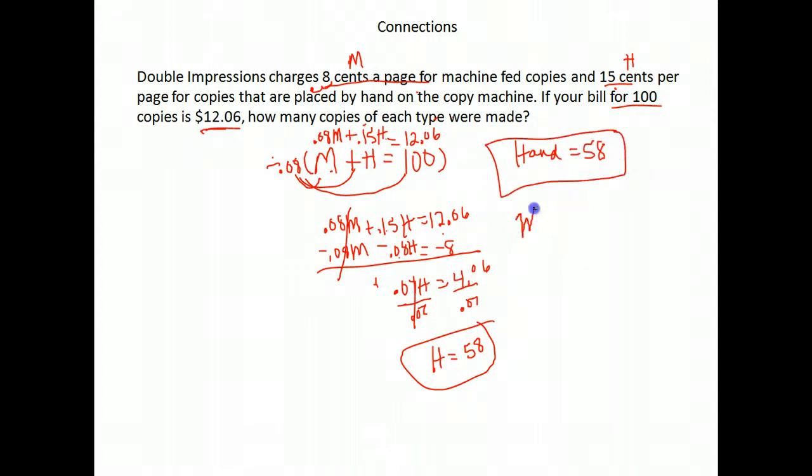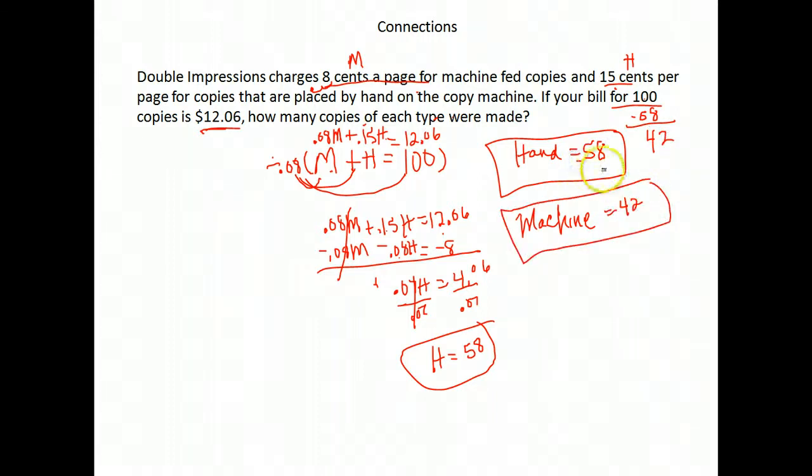How many machine-fed copies would there be then? So I found one of my values. Now if I go back and I say, well, there was 100 total, so if 58 of them were hand-fed, and I take 100 minus 58, that gives me my other value of 42. So there must have been 42 machine copies, 58 hand copies for a total of 100 copies that cost $12.06 altogether.